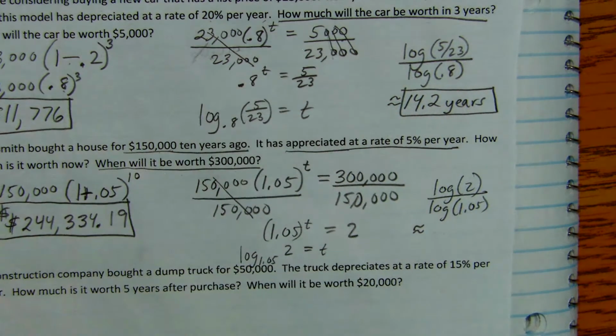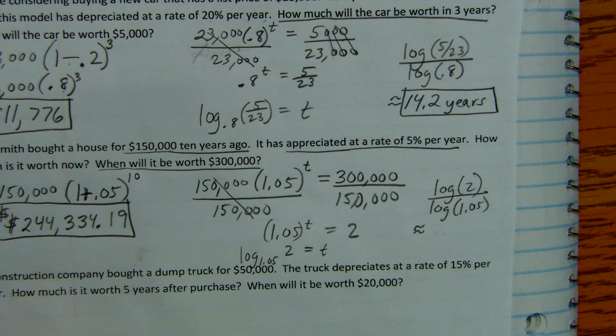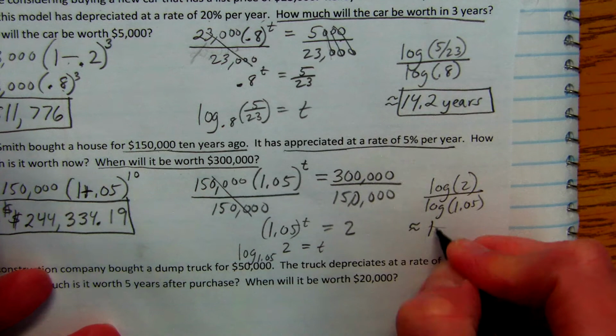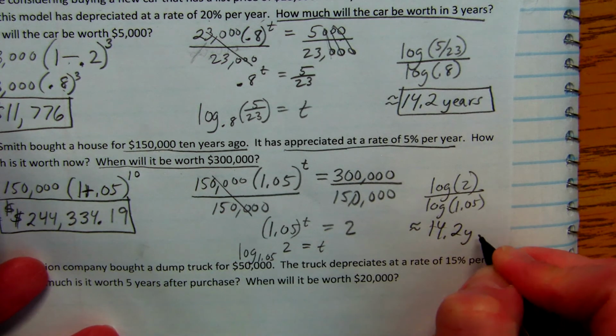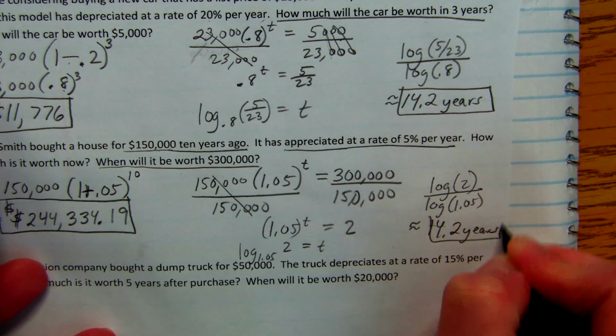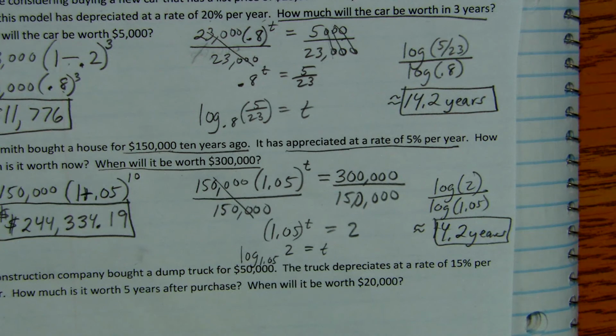Does it come out the same? Let's find out. Log of 2 divided by log 1.05, 14.2. So it's just coincidental it comes out the same amount of time as the last problem.